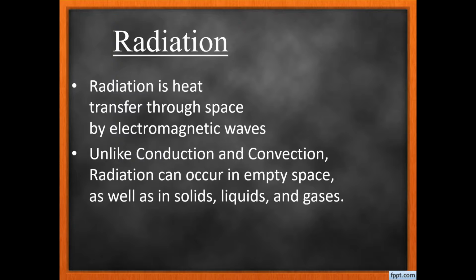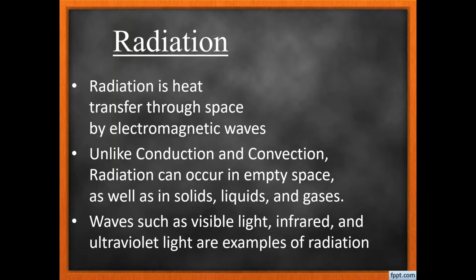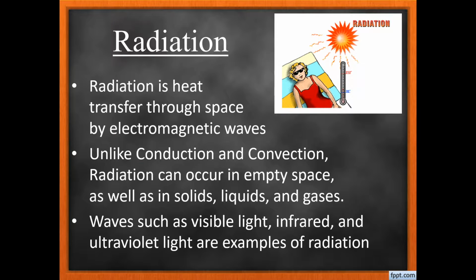So unlike conduction and convection, radiation can occur in empty spaces as well as in solids, liquids, and gases. So radiation can go through the vacuum of space. It also goes the easiest through gases or air. Waves such as visible light, infrared, and ultraviolet lights are examples of this electromagnetic radiation.